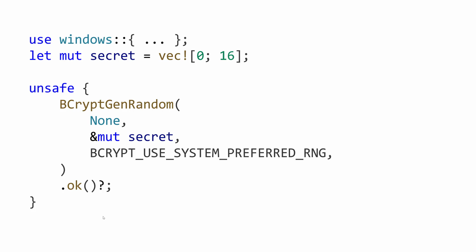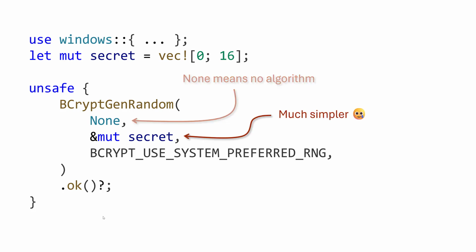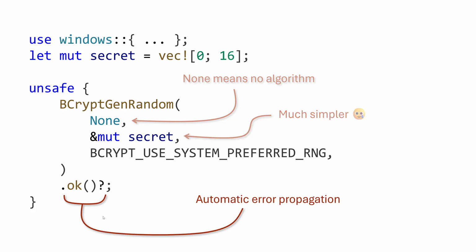Now contrast that with the same call written using the Windows crate. Here, None means no explicit algorithm is provided, a much more natural way of expressing this in Rust. The buffer is provided directly as a mutable slice, taking care to check for integral type conversion. This is obviously way simpler and way harder to get wrong. Finally, complete error handling, conversion, and propagation is provided out of the box. Once compiled, the results are the same. We've just had to write a lot less messy code ourselves, which is obviously a lot less error-prone.